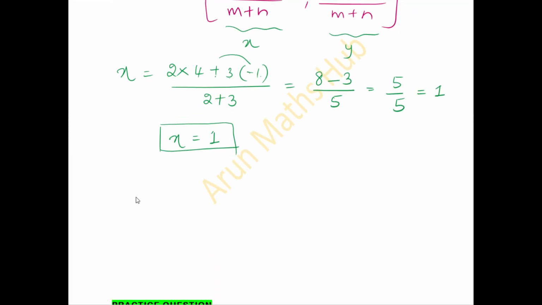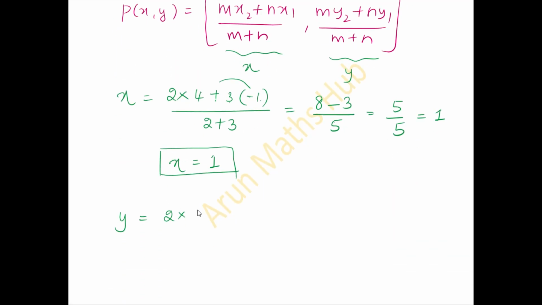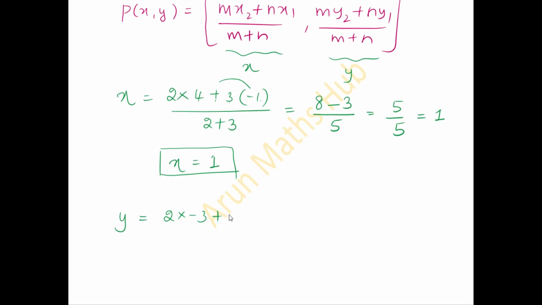Now in the same way, find out the coordinate y. Coordinate y equals (m y2 plus n y1) divided by (m plus n). What is m? 2. y2 is -3. n is 3, y1 is 7. So 2 into -3, plus 3 into 7, divided by m plus n, which is 2 plus 3. Now 2 into minus 3 is minus 6, plus 3 into 7 is 21, divided by 2 plus 3 is 5.